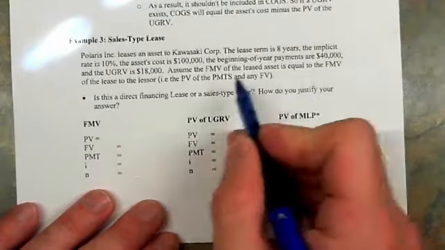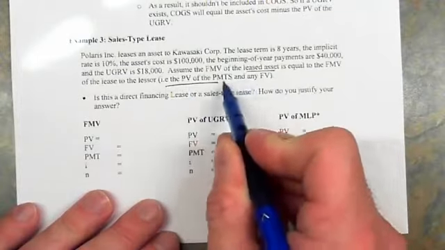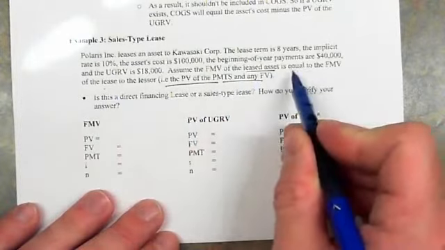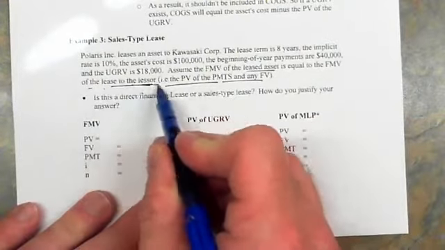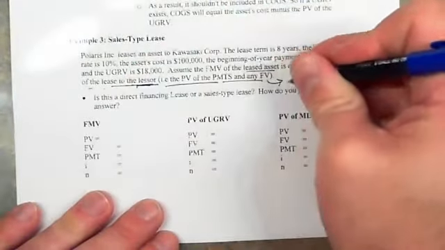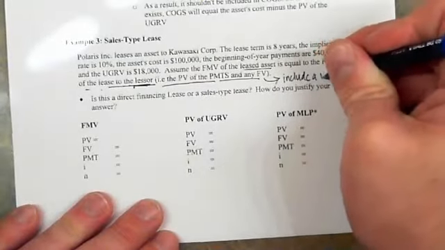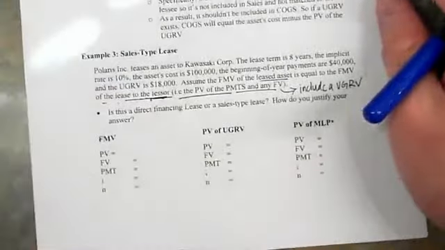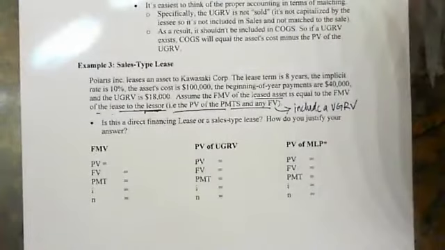So I'm just asking you to say that the leased asset's worth is the PV of the payments and any FV, because I'm asking you to equate the leased asset's FMV to the FMV of the lease to the lessor, which means that we include a UGRV because the lessor includes UGRVs. So is this a direct financing lease or a sales type lease? And how would you justify your answer?